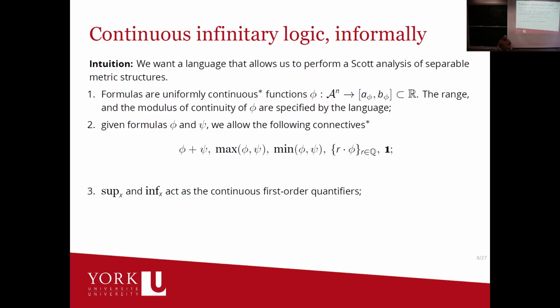The way I think about it, you could make different decisions here. I generally think of a formula being 0 as it being true. So the distance between x and y is 0 if it is true. And that means that generally infimum will act as an existential and supremum will act as a universal.